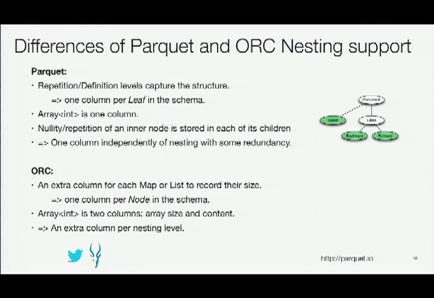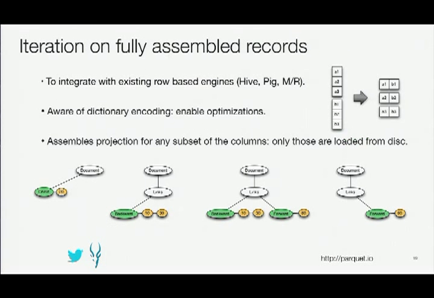adding the repetition level and definition level. So those are two different ways of storing the nesting, but both would be equivalent in what they store. So we have two APIs to access this data. The first one is the one to integrate with Hive, Pig, or MapReduce, which are row-oriented execution engines.